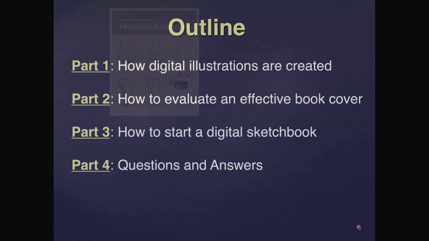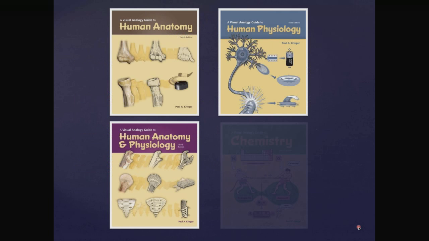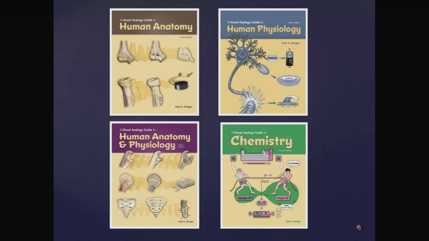So let's get started. The first thing I wanted to do is give you a context of what I do as an author and an illustrator. As Kim already mentioned, I kind of wear 2 hats as both the author and illustrator of this Visual Analogy Guide series. And those are covers of my 4 books. The first one that I made was on anatomy. Second one was on physiology. The third was on a combined human anatomy and physiology. And the last one is chemistry.